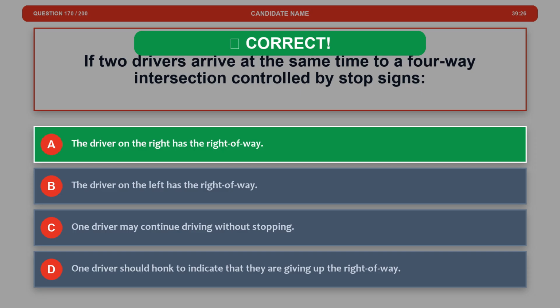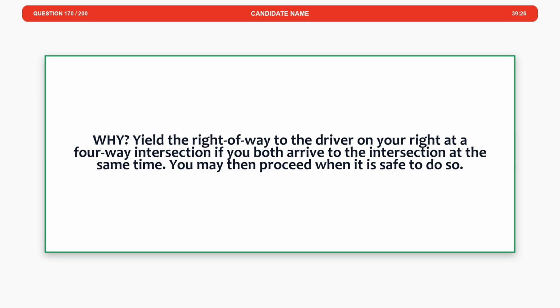The correct answer is option A. The driver on the right has the right of way. Explanation. Yield the right of way to the driver on your right at a four-way intersection if you both arrive to the intersection at the same time. You may then proceed when it is safe to do so.